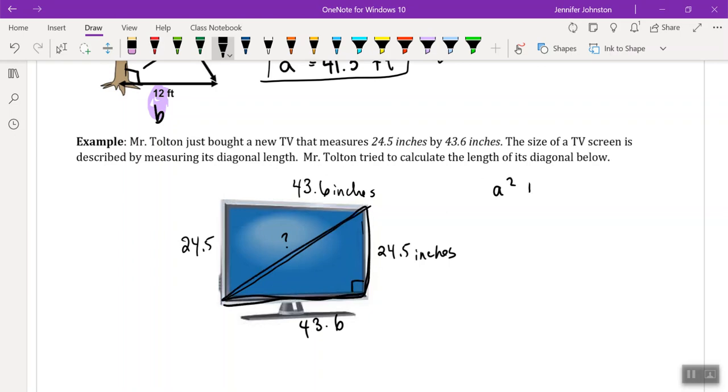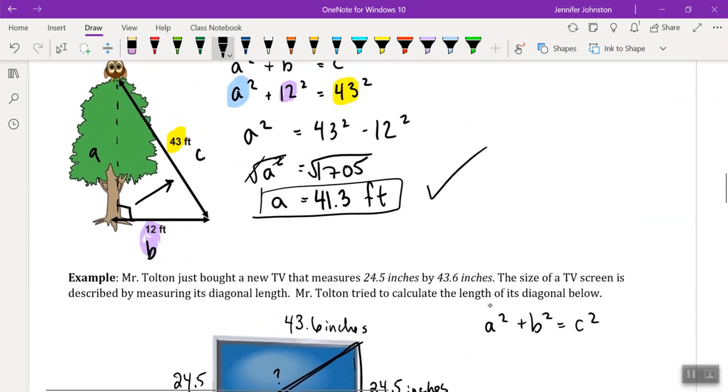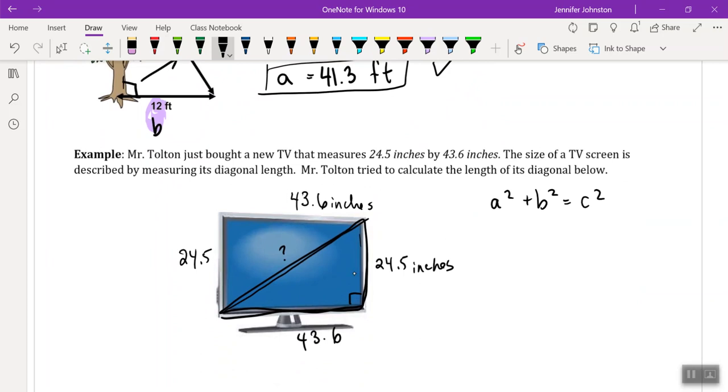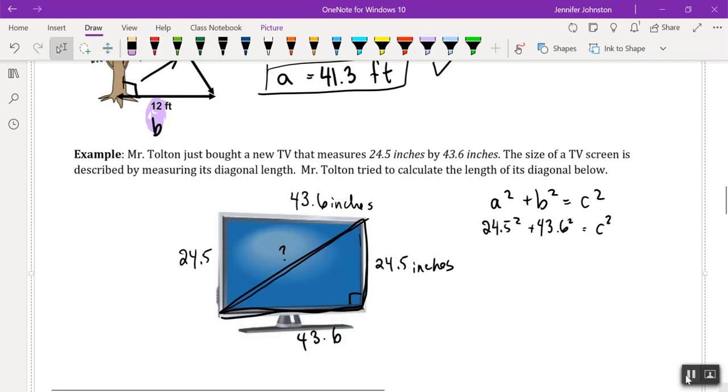It's just going to be a squared plus b squared equals c squared. There's no subtracting. The top one was subtracting because we weren't looking for the longest side. Here, we're looking for the diagonal, so the longest side. All right, let's put the 24.5 and the 43.6 in and determine what c is.